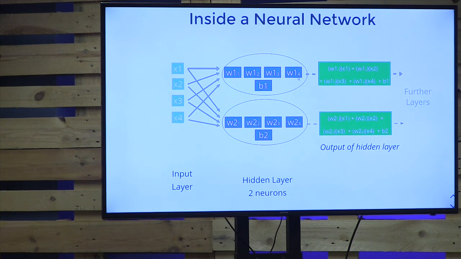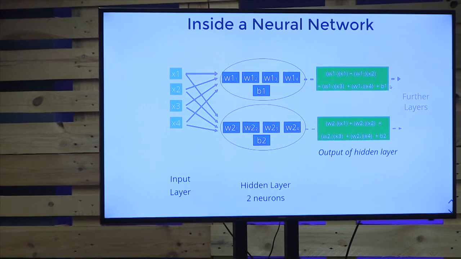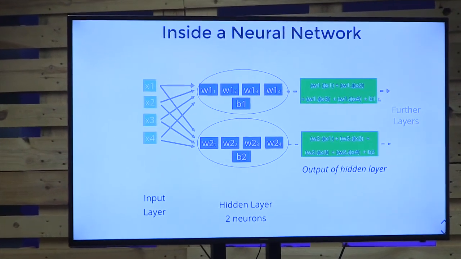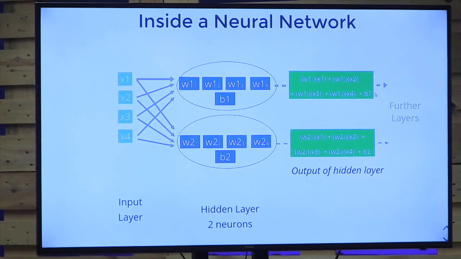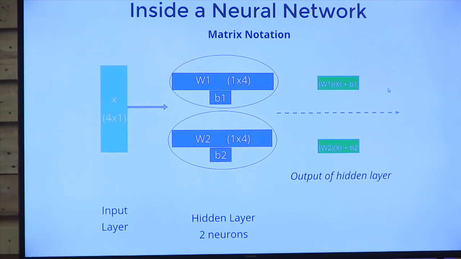What comes out when you pass your input data through those 2 neurons is here on the right in the green boxes. You have each weight multiplied by each input, all summed together, and at the end you add the bias. Then that gets pushed through into the next layer. If you look at those green boxes, they might look a bit complicated, but we normally write this all in matrix notation, which makes it a lot simpler.